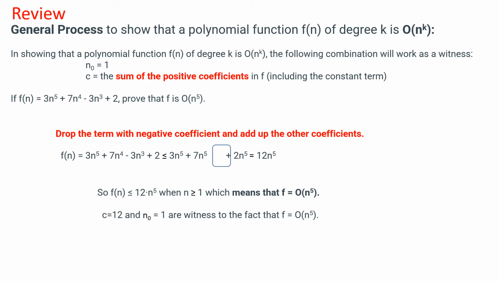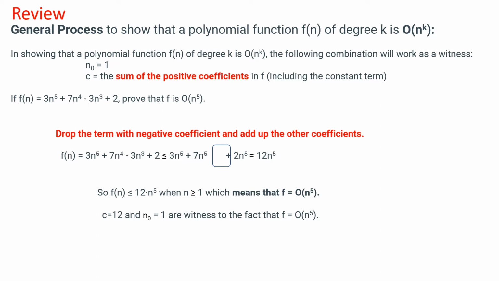But 12n to the 5th is a multiple of n to the 5th, right? So we could say that f of n is less than or equal to 12 times n to the 5th as long as n is greater than or equal to 1. That would mean that f is O of n to the 5th. And we would say that c equals 12 and n naught equals 1 are witnesses to that fact.